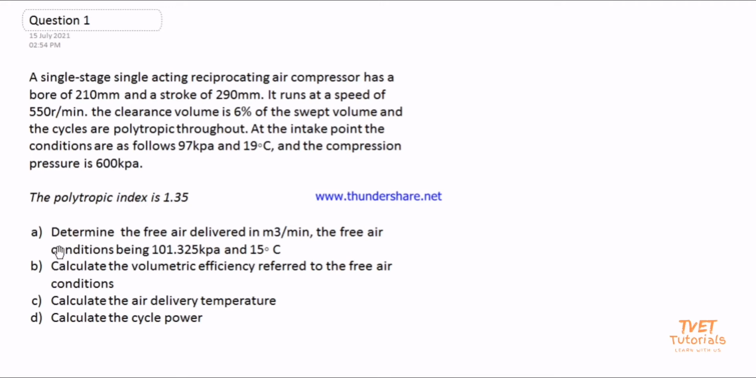The first question says, determine the free air delivery in cubic meters per minute, the free air conditions being 101.325 kPa and 15 degrees Celsius. If you check, this pressure is atmospheric pressure, and this is the atmospheric temperature, which is 15 degrees Celsius. So let's quickly solve this. Number A, we're going to be determining the free air flow delivery.